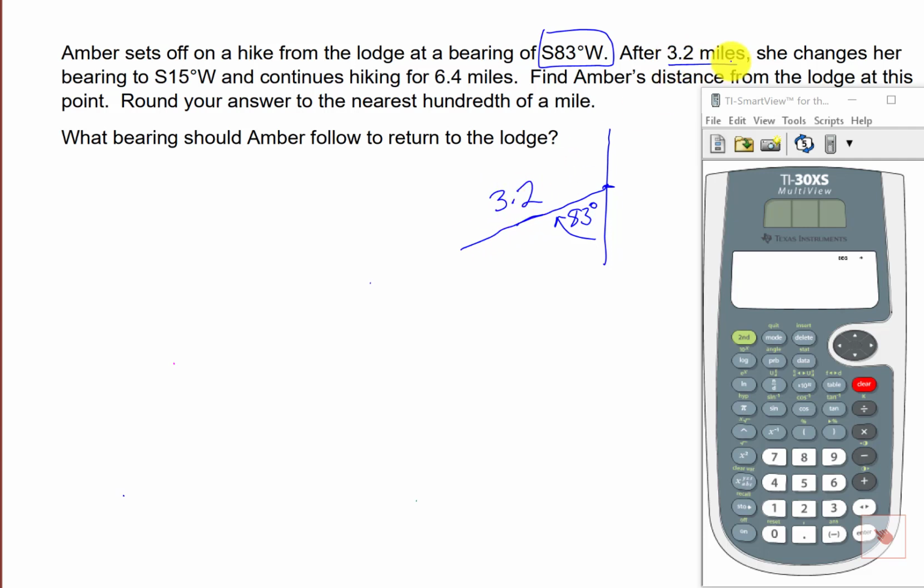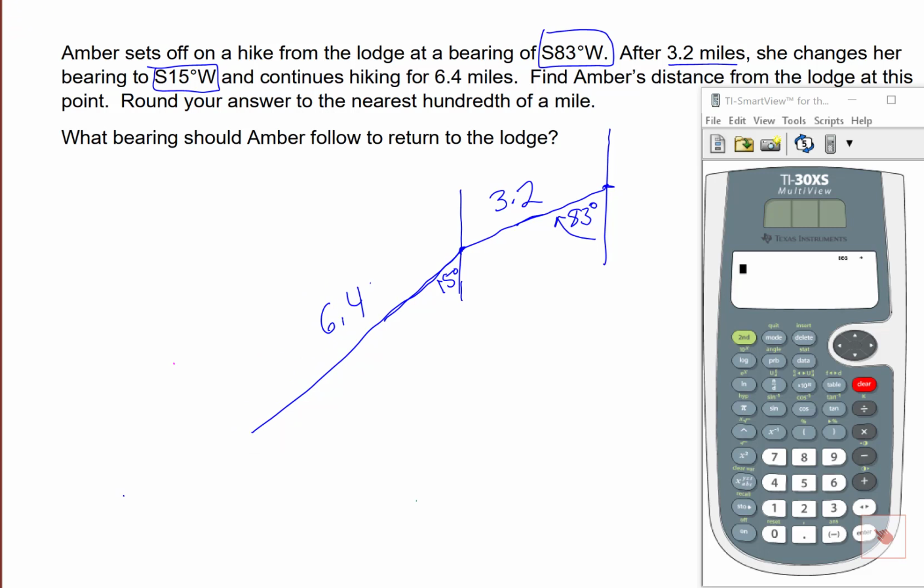And then she changes her bearing. So again, we're going to draw a north-south line. She heads south 15 west. So off from south at this point, we need to go 15 degrees to the west. That's a little bit hard to read here. Let's try that again. 15 degrees. All right, so she moves along this one for 6.4 miles.